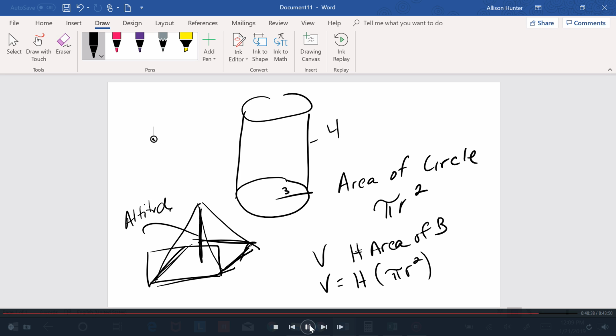Over here, if you think about the fact that on the side we have this triangle right here, it's going to have a height as well. And that height on the side is going to be our slant height.